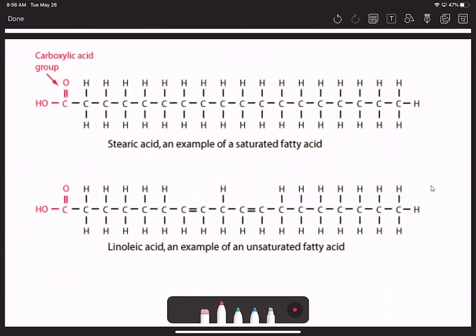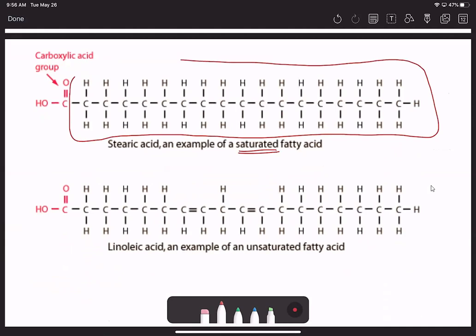So when we talk about saturated fatty acids, we're looking at all of these hydrogens here, this whole carbon chain here, and we see there's no double bond. There's nowhere else on this molecule that I'm going to fit any more hydrogen, because carbon can only have 4 bonds, and this is saturated. So when we say it's saturated, it's saturated with hydrogens.